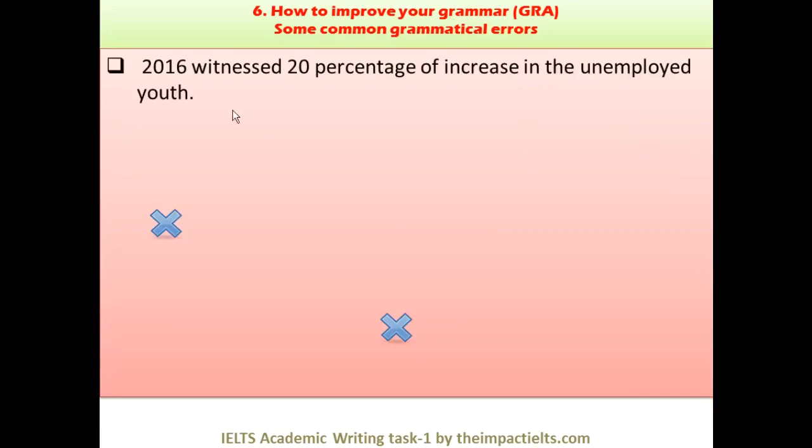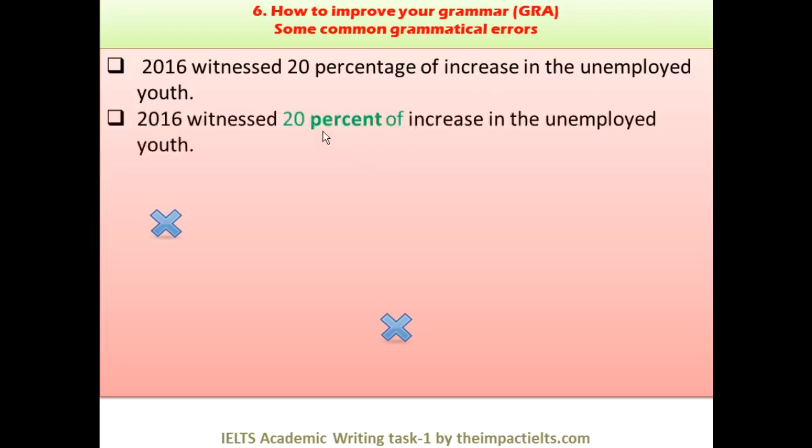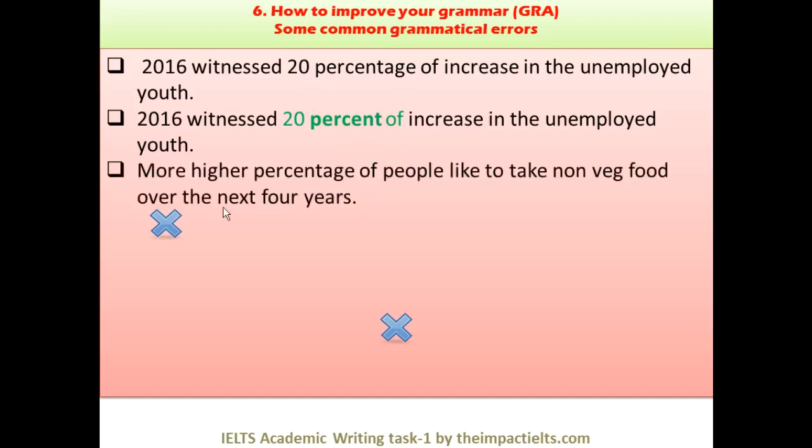Let's move to the next question. 2016 witnessed 20% of increase in the unemployed youth. Again, I have seen many students making this mistake when they are not aware of the usage of percent and percentage. Let's see the answer. Any numeric cannot be followed by percentage. We have to use percent. So 20%, and we can just say a higher percentage of when you are not mentioning the numeric, right? Is it clear to you? Be careful about this.